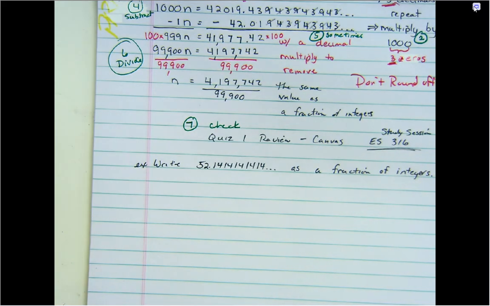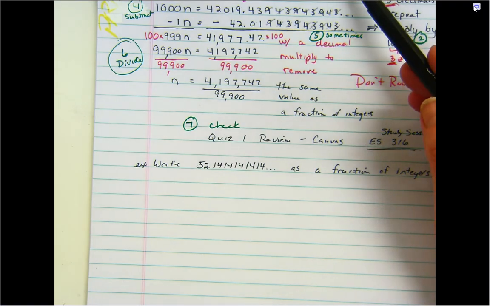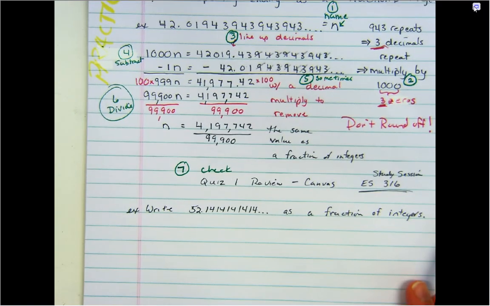Let's write 52.14141414 repeating as a fraction of integers. So we'll try and follow the steps, and if your steps need clarification, you can write them in then. So the first step was to name our number. Let's name our number n.